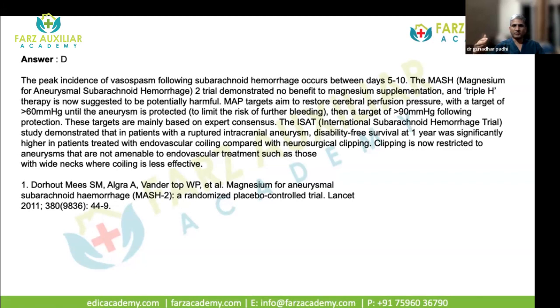Then what are the other complications? The rebleeding within 24 to 48 hours, hydrocephalus within 2 to 3 days. What is the treatment of hydrocephalus? Then vasospasm. Then hyponatremia, which is also very common. The cause of hyponatremia is both cerebral salt wasting and SIADH.